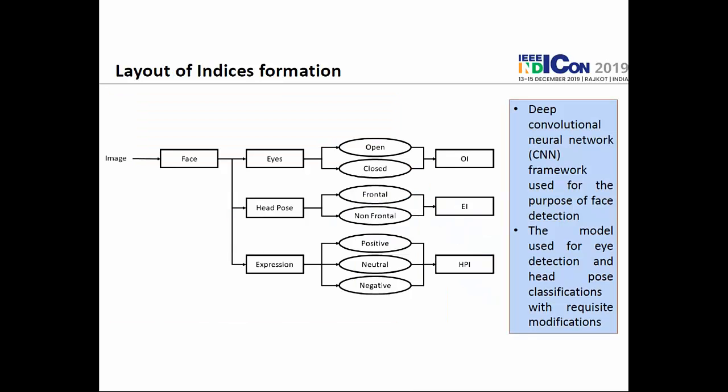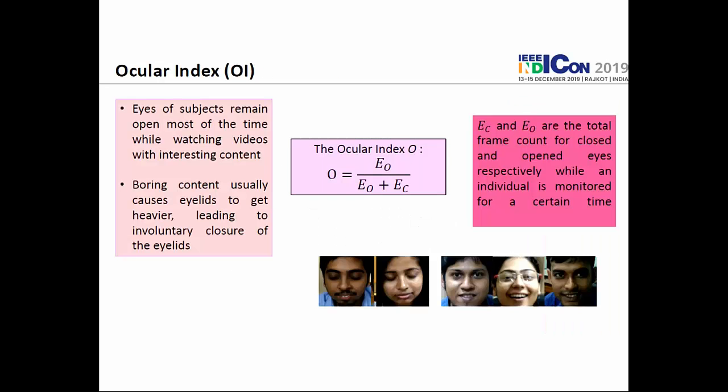So we have the layout of indices formation. A deep convolutional neural network has been used for face detection, and the model used for eye detection as well as head pose was modified according to the requirement. So three indices have been computed.